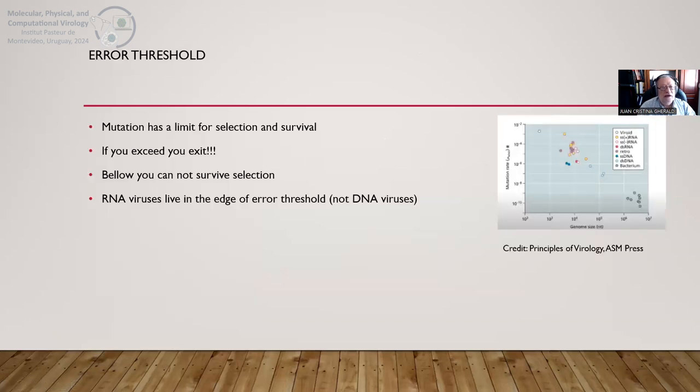But as usual, everything has a limit. Mutation has a limit that you cannot cross, because if you cross that limit, you lose the genetic information. So mutation is limited by the balance between selection and the survival of the population. That's what we call the error threshold.